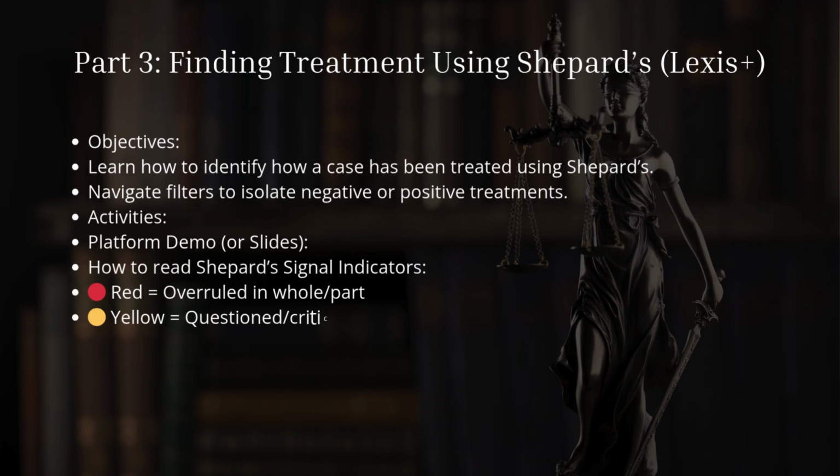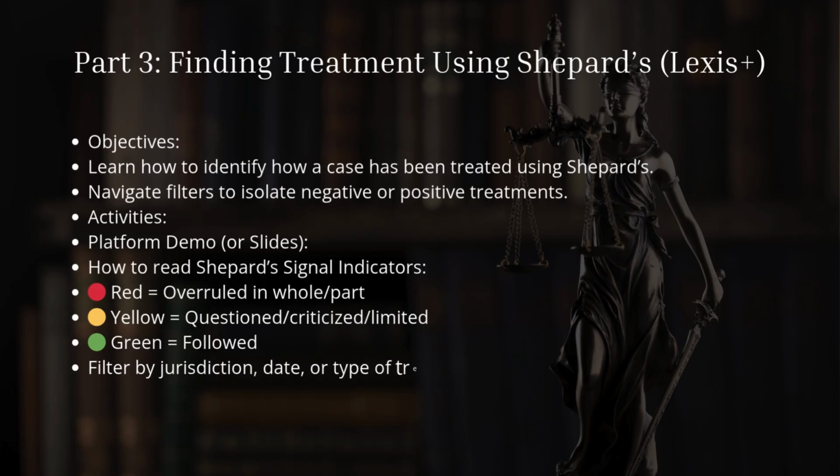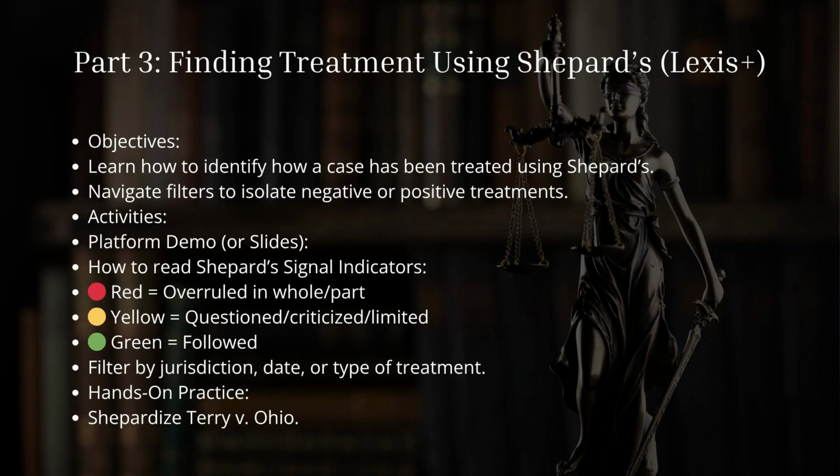Red circle: red equals overruled, in whole or in part. Yellow circle: yellow equals questioned, criticized, or limited. Green circle: green equals followed. Filter by jurisdiction, date, or type of treatment. Hands-on practice: Shepardize Terry v. Ohio.